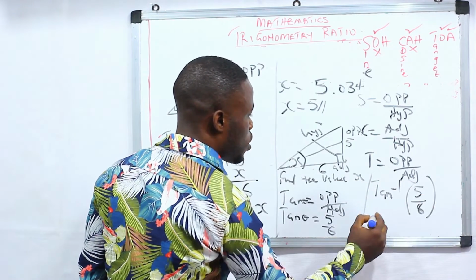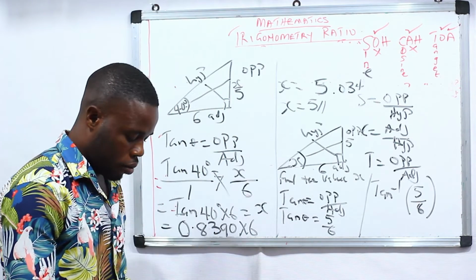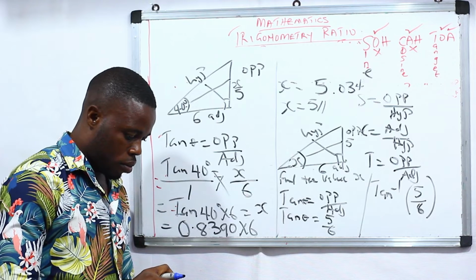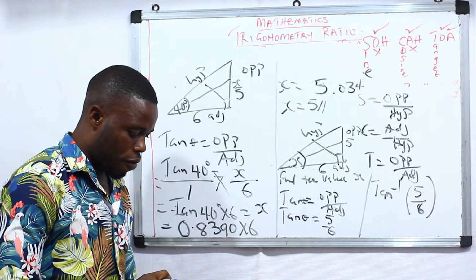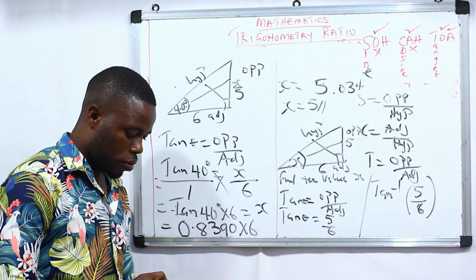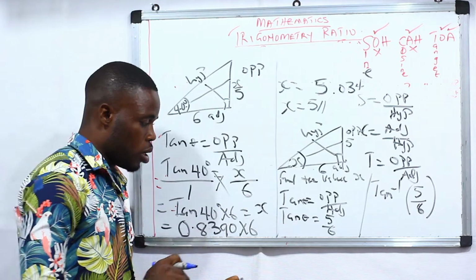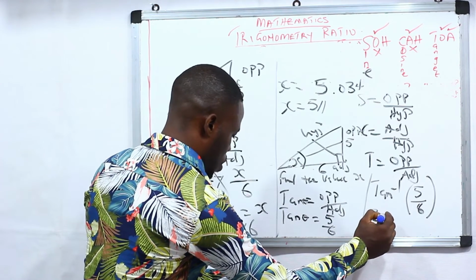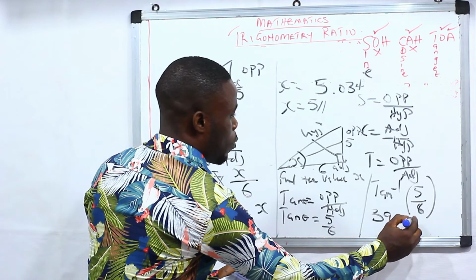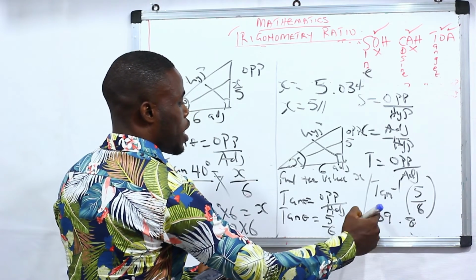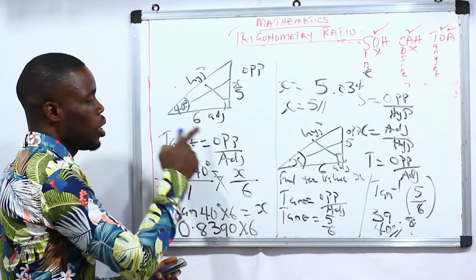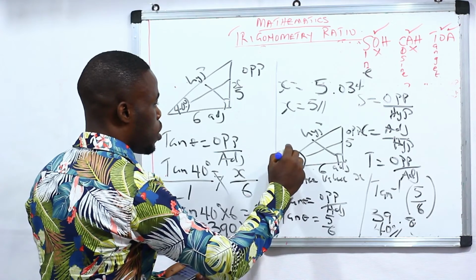So when you divide this, shift tan, then 5 divided by 6. This will give you 39.8. We can round up to 1 here. When we round it, it becomes 40 degrees. You can see that we are back to our 40 degrees.